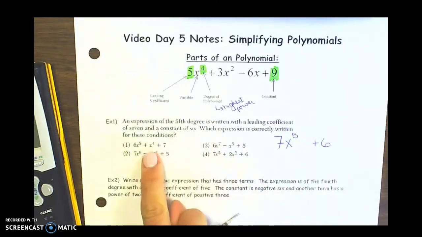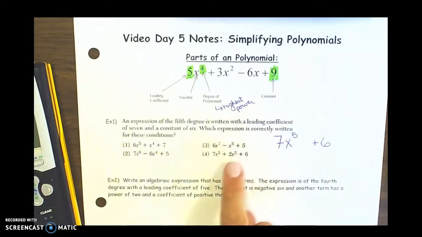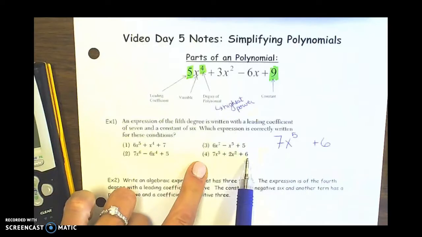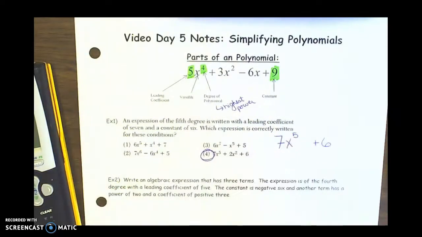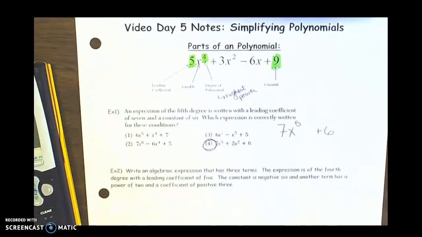Let's see which one of these matches what we have, maybe with another term in the middle. 7x to the 5th. Here we go, and then adding a 6 constant. So the answer here would be 4. Let's go ahead then and try number 2.